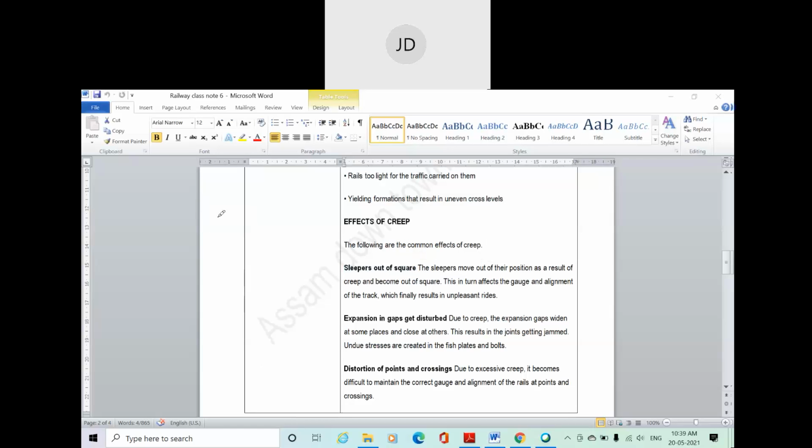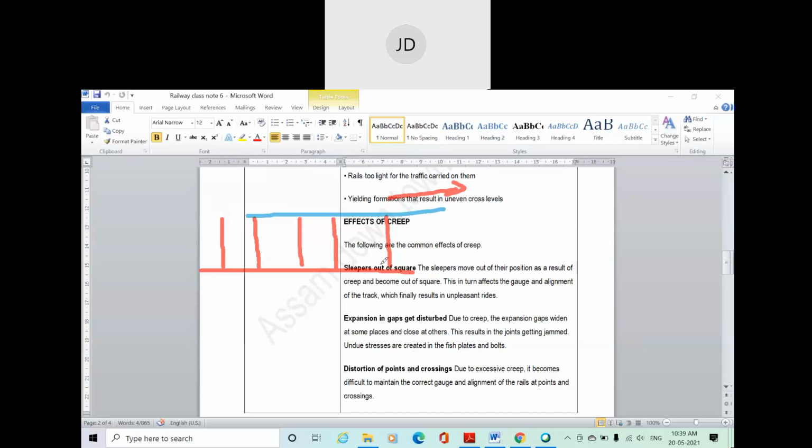Suppose before creep occurs, this is your railway track, and these are the sleepers. Now, due to creep, what will happen? Due to creep, suppose this rail part moves in this direction. Suppose this rail moves in this direction.